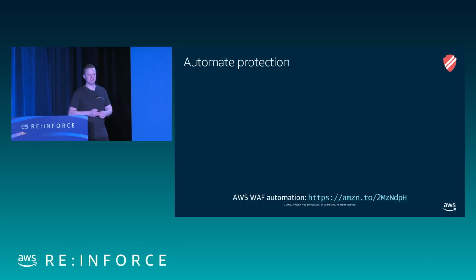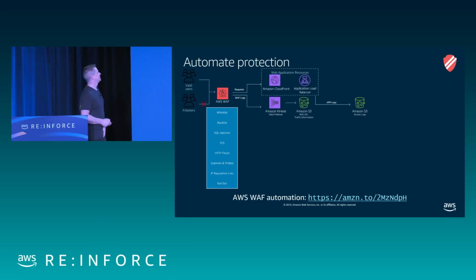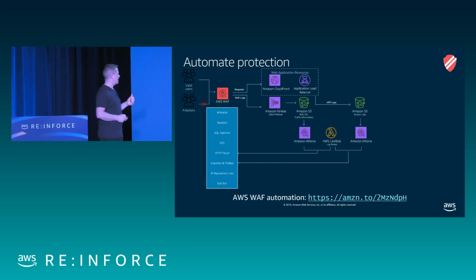Automating protection. This is a solution that's available on the link down the bottom that you can build out. It's all built using CloudFormation, of course. We start off with the web application firewall. We're enabling logging. WAF supports logging using Kinesis Firehose, and we've also got logging in CloudFront and the application load balancer. We're then going to analyze those logs using Athena and Lambda.